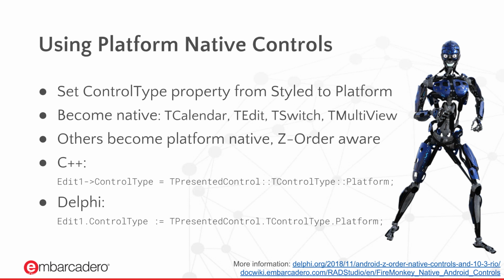So how do you do this? Your controls have a property called control type now that you just set to platform instead of styled. It's available in the object inspector, or you can do it in code. When you set calendar, edit, switch, or multi-view to platform, it becomes a platform native control. The other ones that were listed just become Z-order aware to other platform native controls. This functionality was all previously available in Windows and iOS, and now it's available on Android.